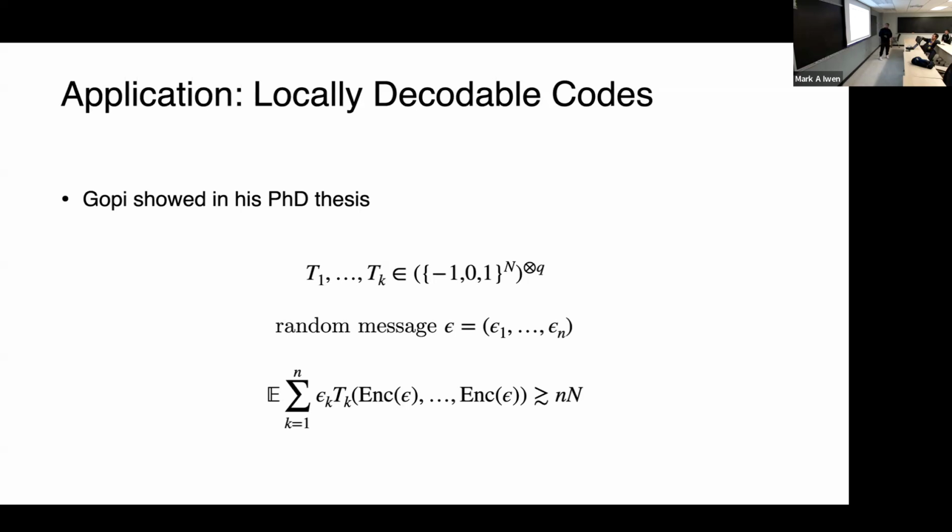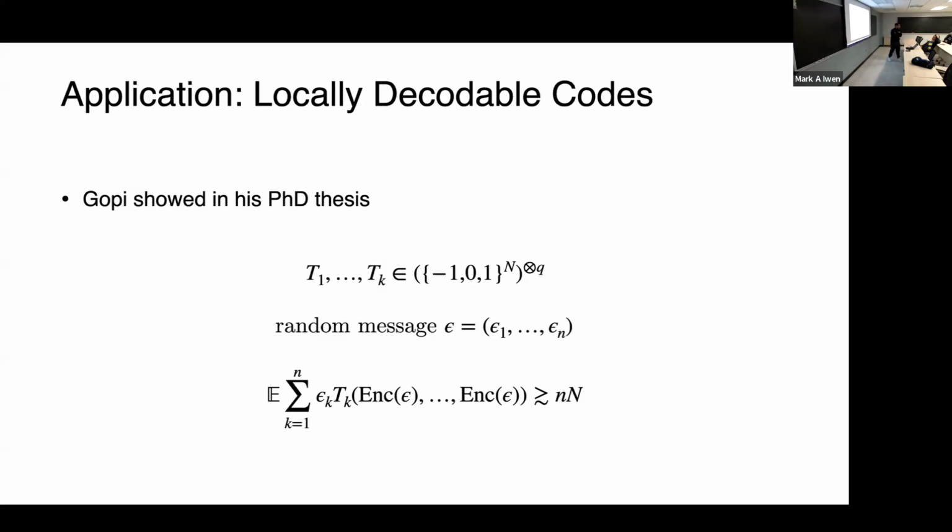So the expectation is on what? What is the random thing? Epsilon K, so independent Rademacher. I'm trying to understand that set. Is this set of elementary tensors? Oh no, sorry. Just think of this as an order Q tensor. Each index is dimension capital N, and it's either 0, 1, or -1.